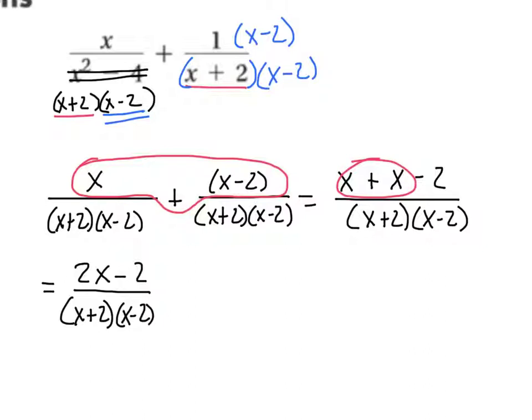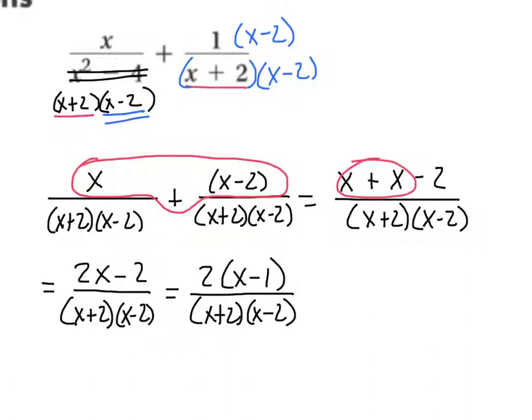The last thing we need to know is, can we reduce this fraction? So looking at our numerator, we see that we can factor out a 2. So let's go ahead and do that. If I factor a 2 out, I get 2 times x minus 1 over x plus 2 times x minus 2. And looking at that, really nothing cancels. So that is then our final answer.